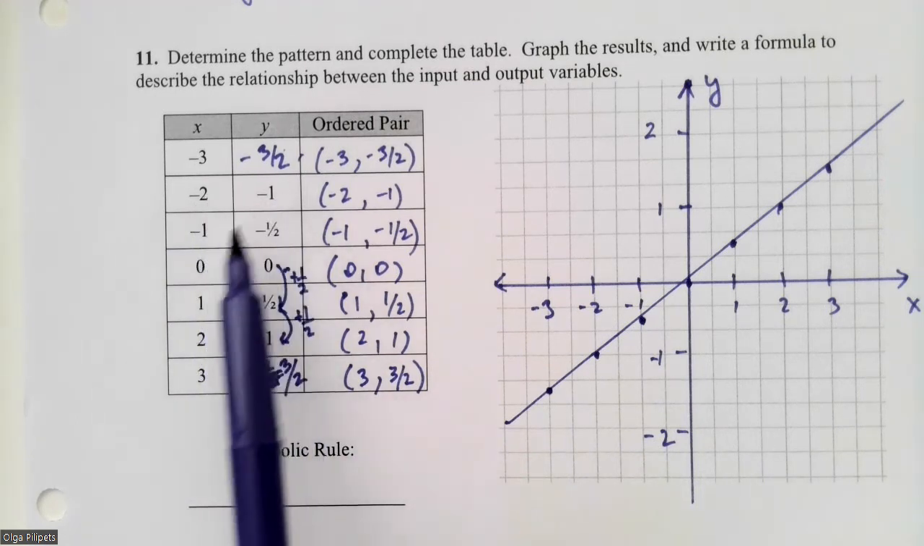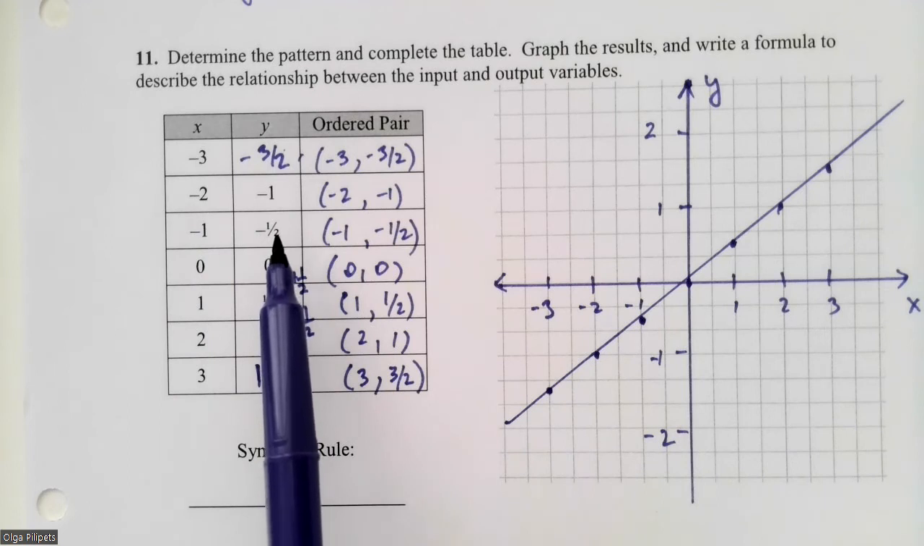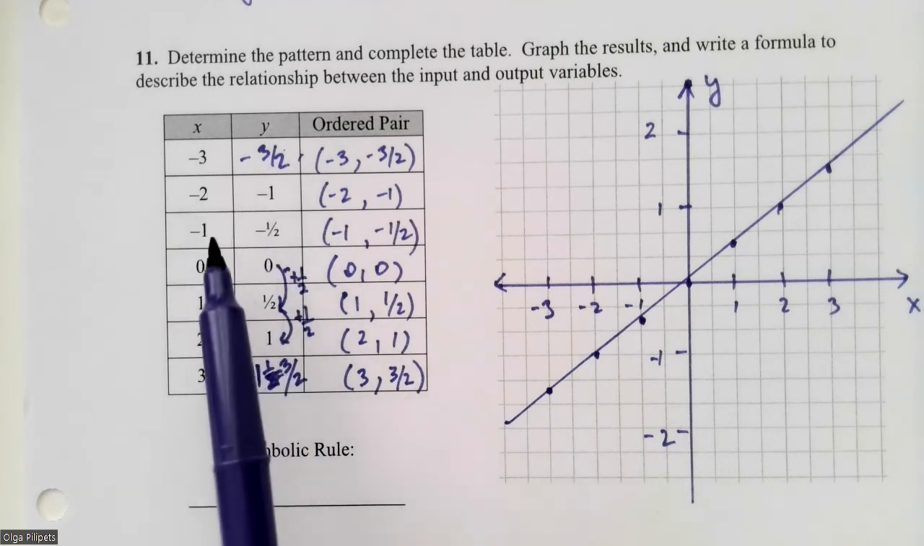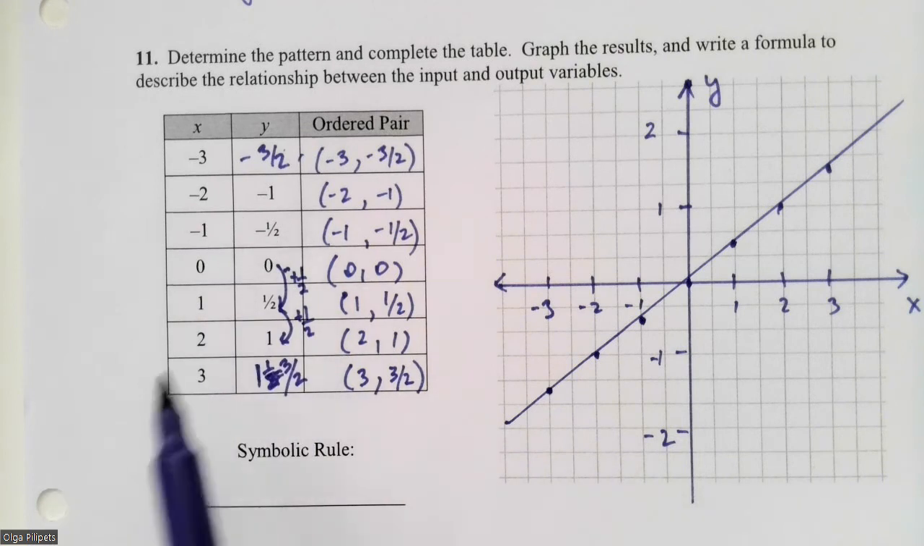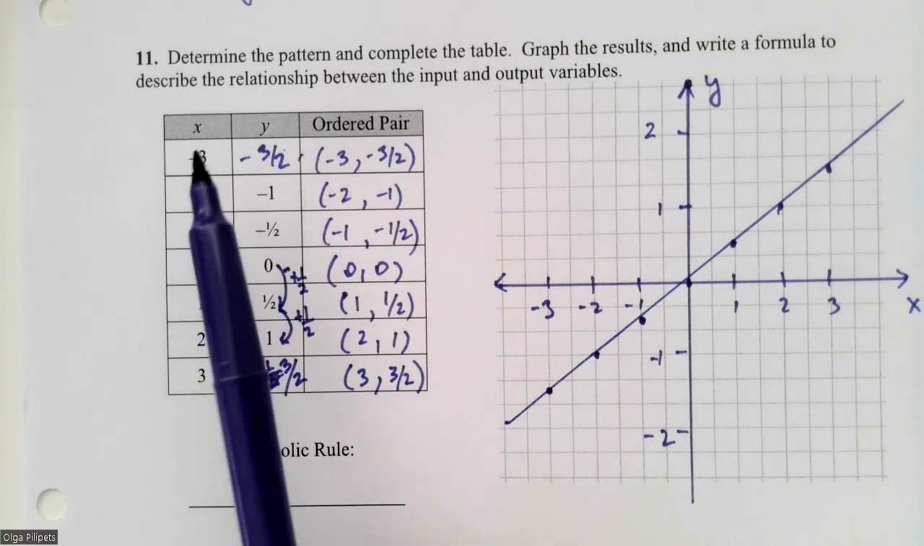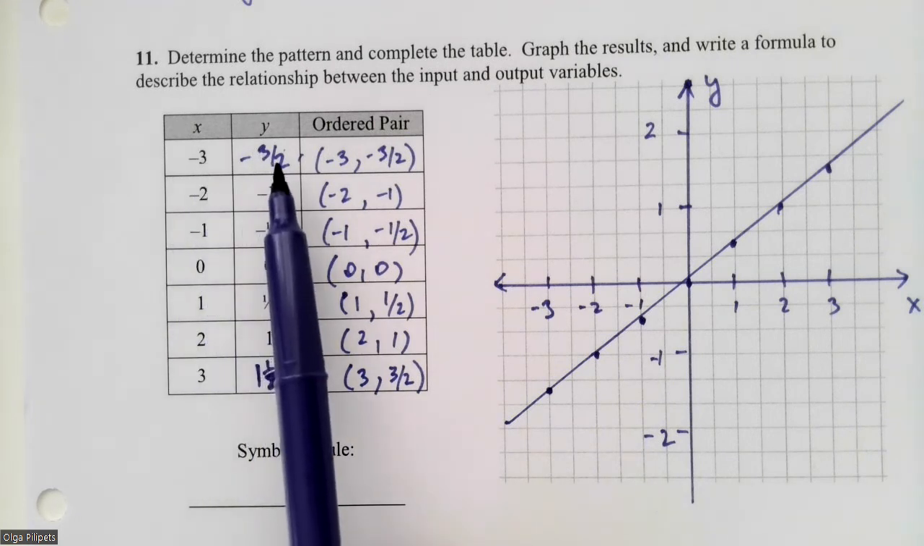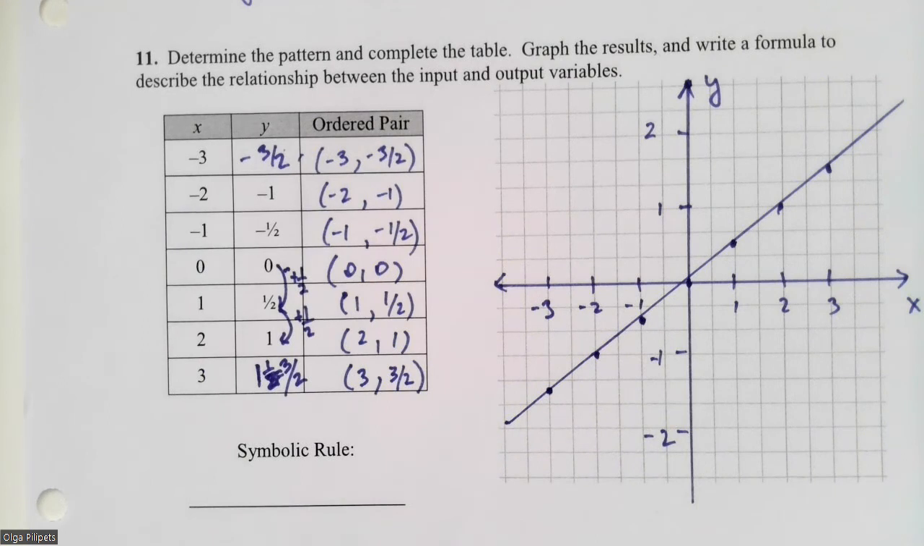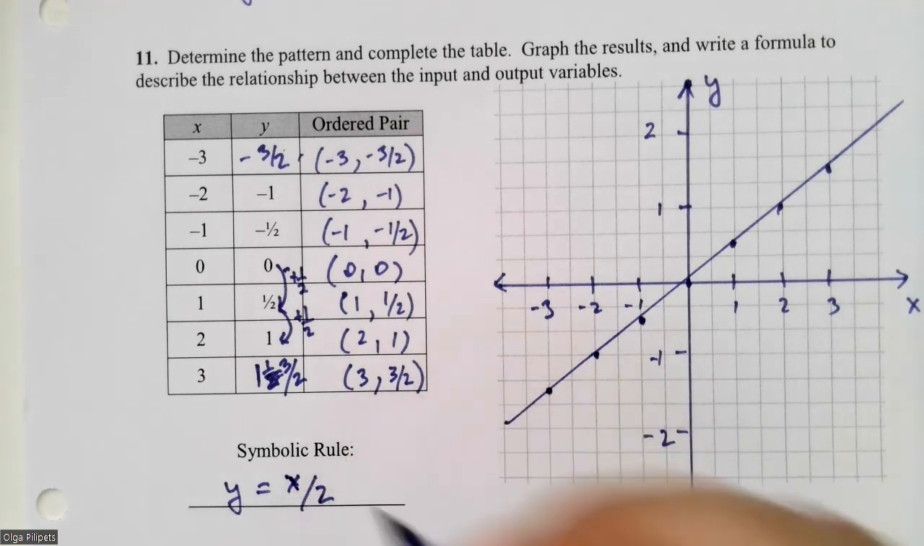Well, it looks like it's been cut in half, right? So I have negative 2, negative 1, negative 1, negative 1/2, and then 1, 1/2, 2, 1, and even negative 3 and 3/2. See, it's been halved. So the rule is, in order to get y, you take your x and you divide it by 2. You cut it in half. So that's the symbolic rule for it.